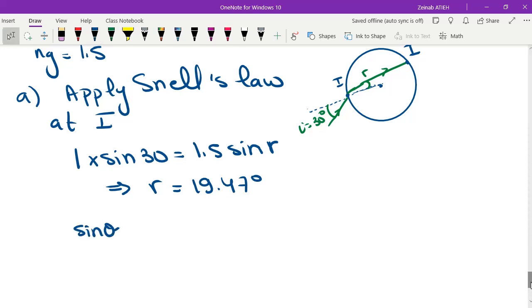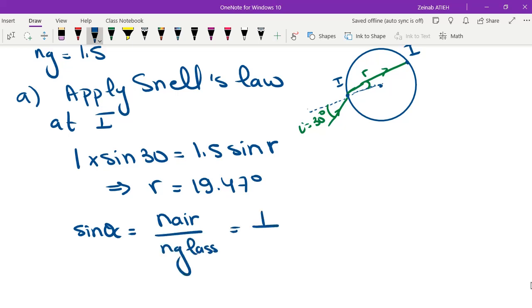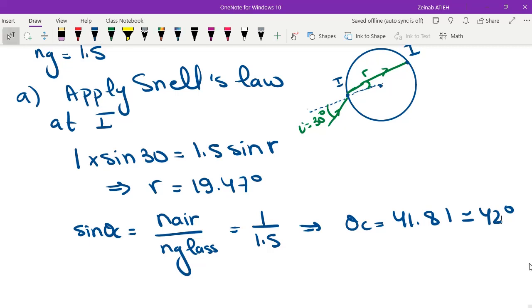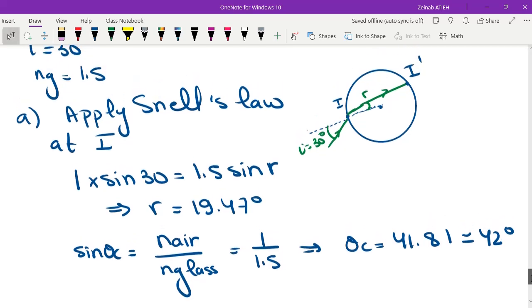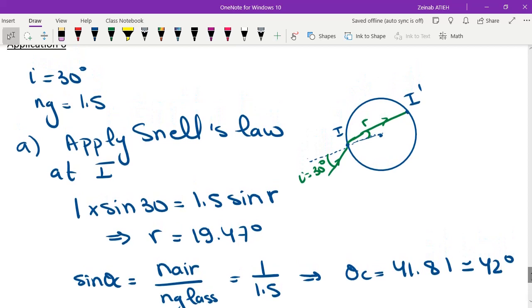So let's calculate theta critical. Sine theta critical: when going from glass to air, always the smaller over the bigger. So n of air has the smaller index over n of glass. So it's 1 over 1.5, which implies theta critical, if you calculate it, is 41.81, approximately 42 degrees, as I gave you in the lecture. Now I want to find I prime, the angle of incidence at I prime.